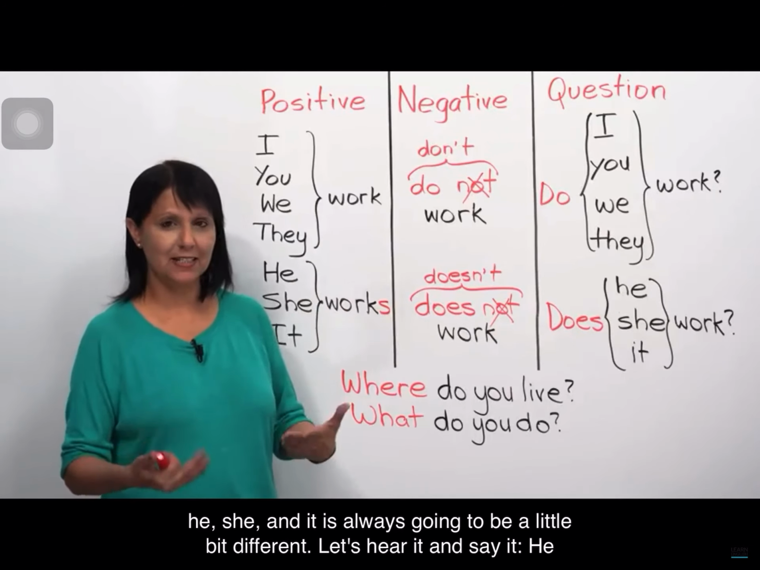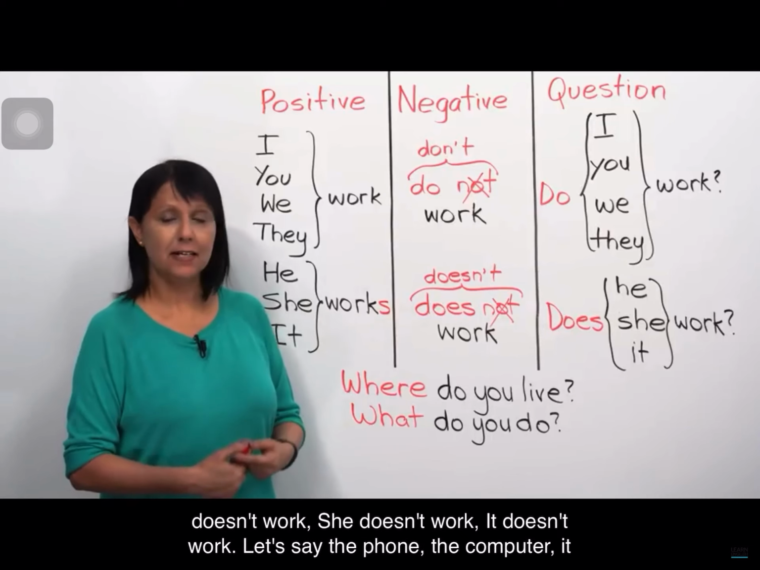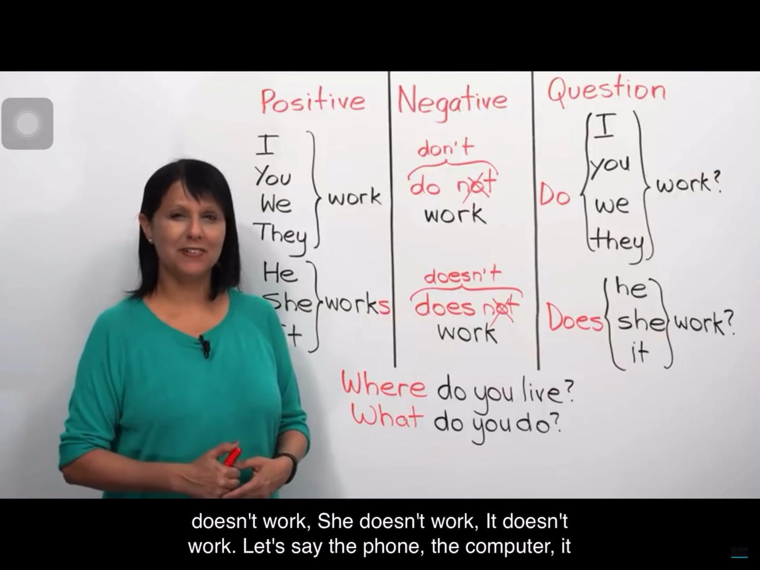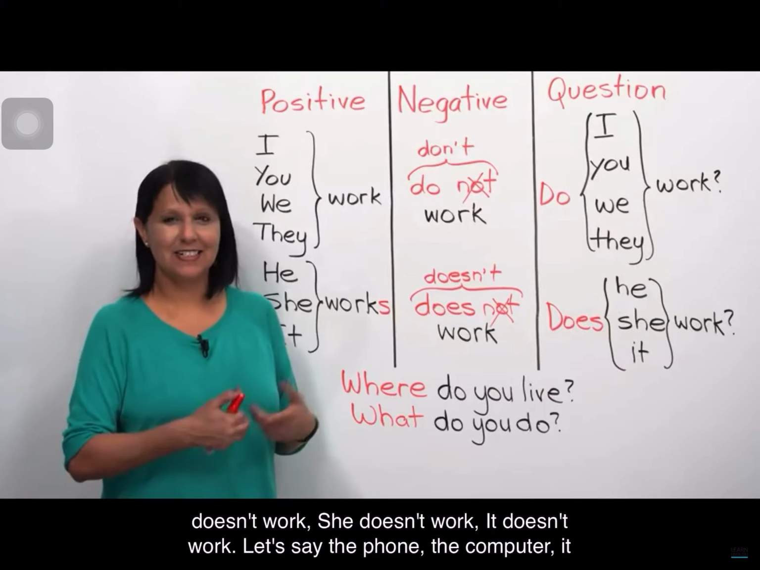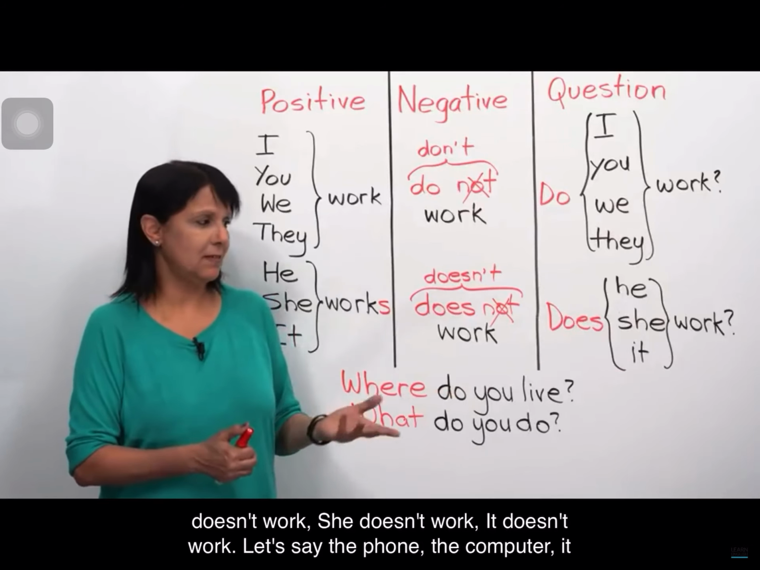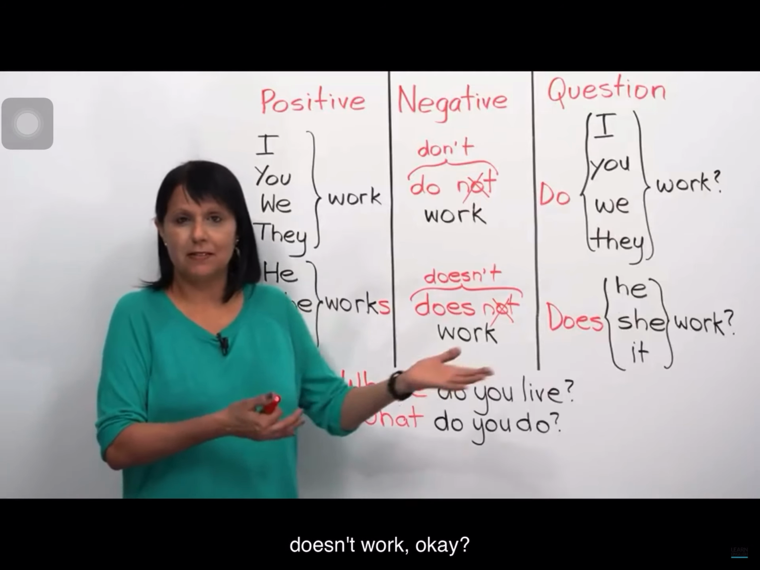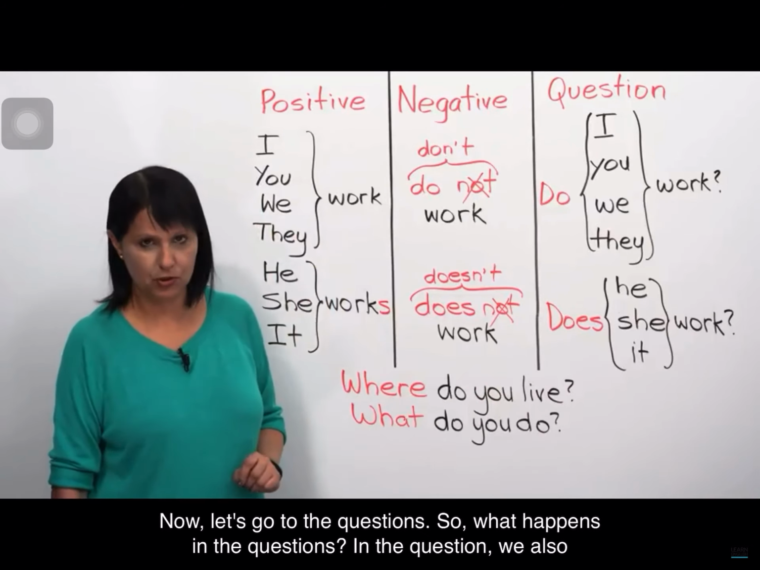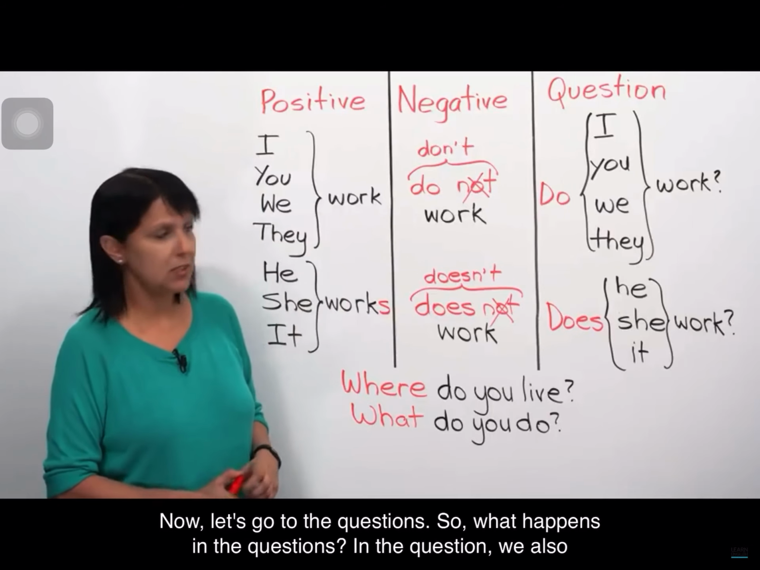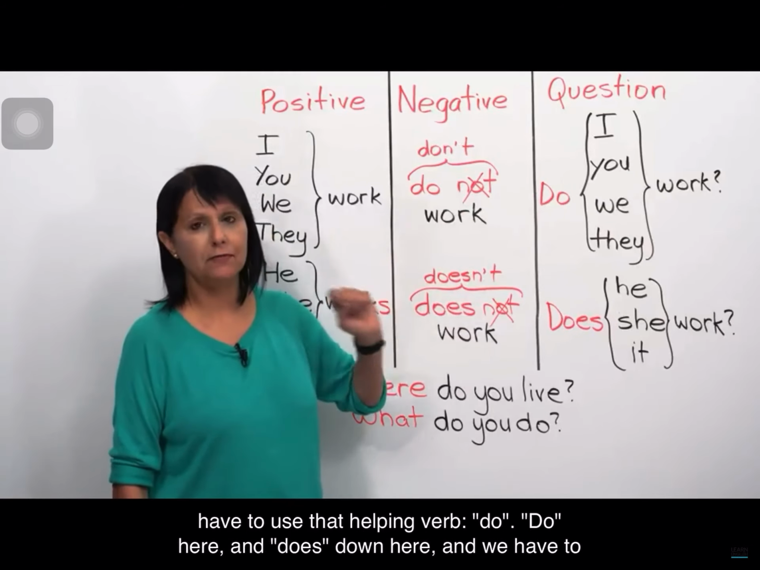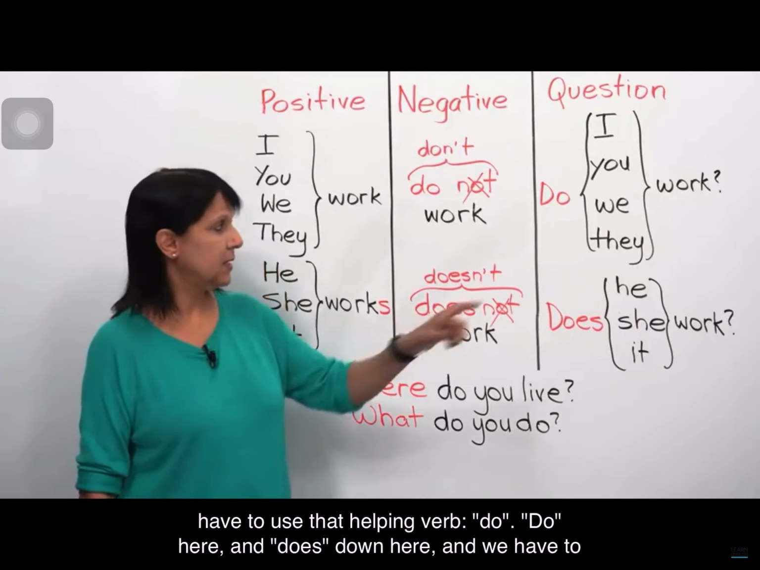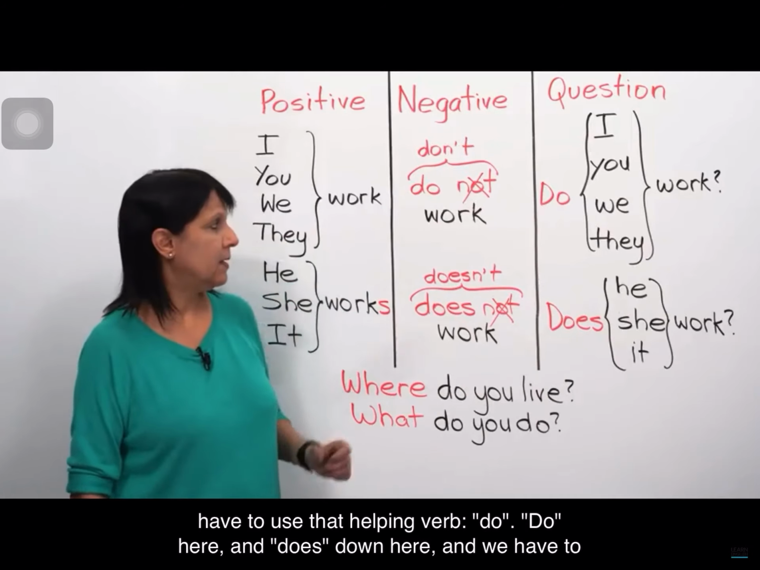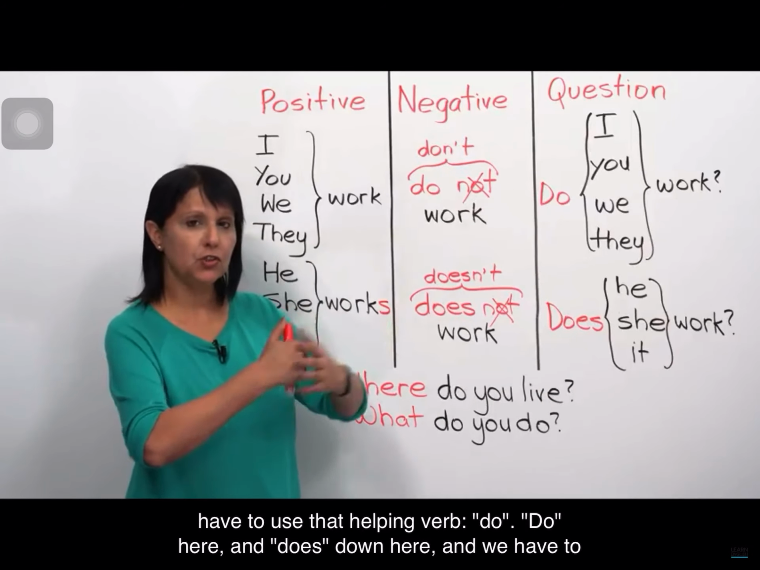So let's go through these. I don't work. You don't work. We don't work. They don't work. Now let's go to he, she, and it. Remember, he, she, and it is always going to be a little bit different. Let's hear it and say it. He doesn't work. She doesn't work. It doesn't work. Let's say the phone, the computer. It doesn't work. Okay?